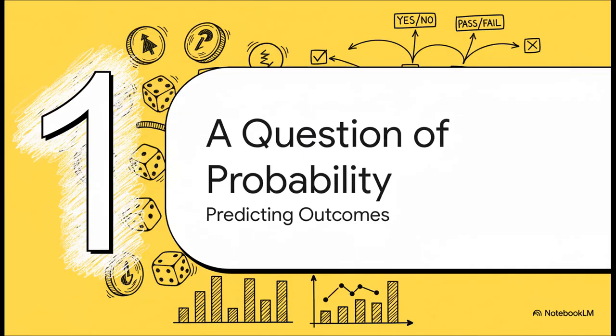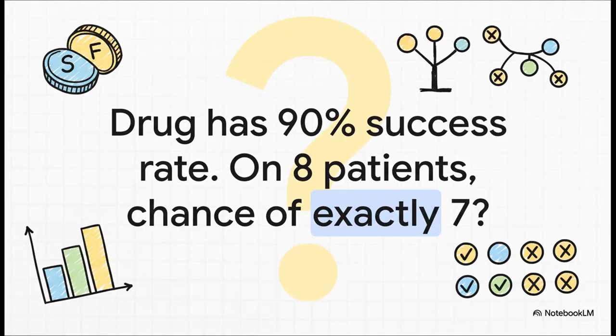So, let's kick things off, not with some dry theory, but with a question that has real stakes. Something that could actually impact people's lives. Okay, so check this out. A new drug has a 90% success rate. If you test it on 8 patients, what's the probability that exactly 7 of them respond positively?